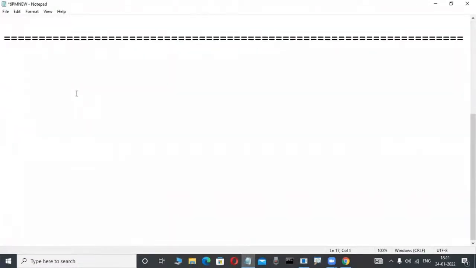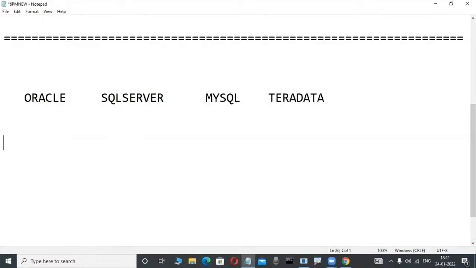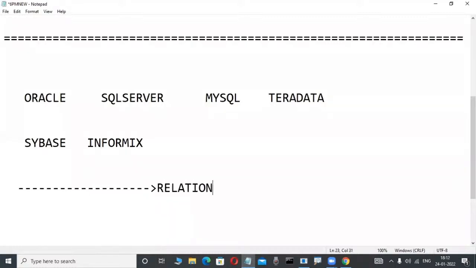Now concentrate here. This is a demo class, and I am telling you something. Oracle is a product from Oracle Corporation. SQL Server is a product from Microsoft. MySQL is an open source product, now also from Oracle. Teradata is a product from NCR Corporation. Sybase is a product from Ingres Software. Like this, so many products are there. All these products are relational databases, implemented based on the relational data model, a concept.